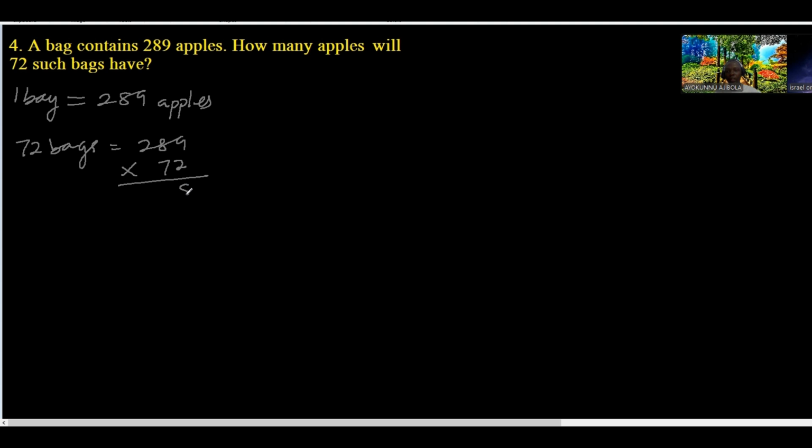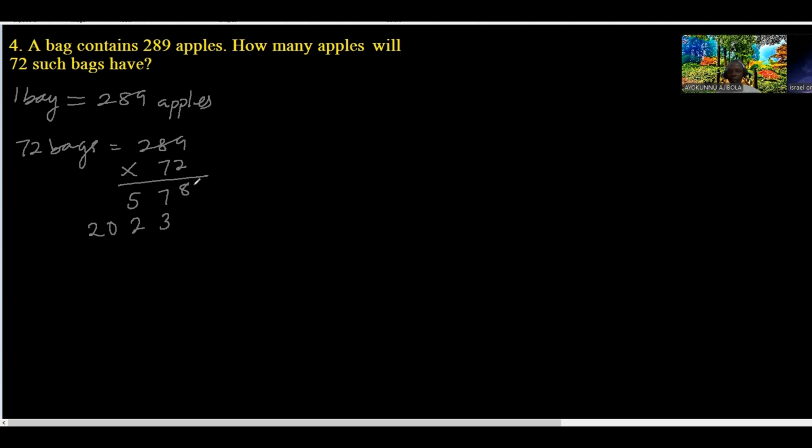2 times 9 is 18, you keep 1. And 2 times 8 is 16, plus 1, that's 17, you keep 1 again. 2 times 2, 4, plus 1, that's 5. So 7 times 9 is 63, right? 3, keep 6. 7 times 8 is 56. 56 plus 6 gives you what? 62. So you write 2, you keep 6 again. 7 times 2 is 14. So what is 14 plus 6? That's 20, right? Yeah.